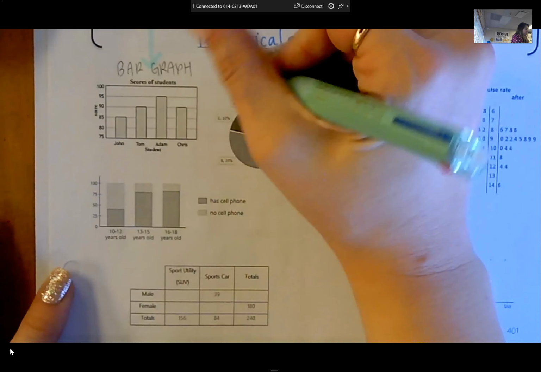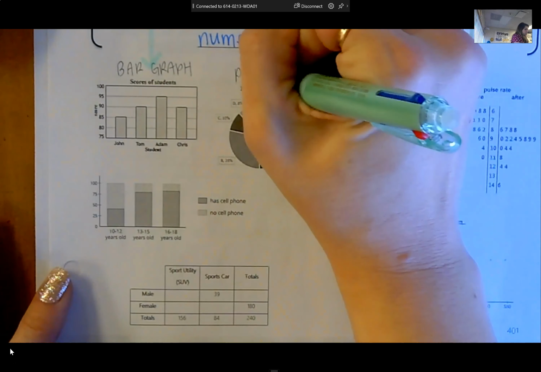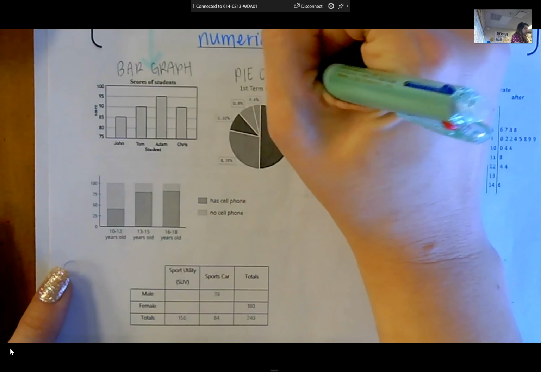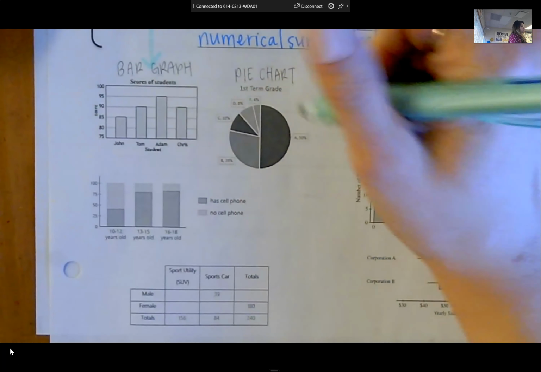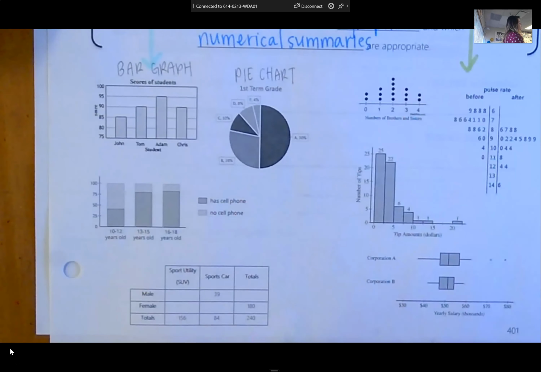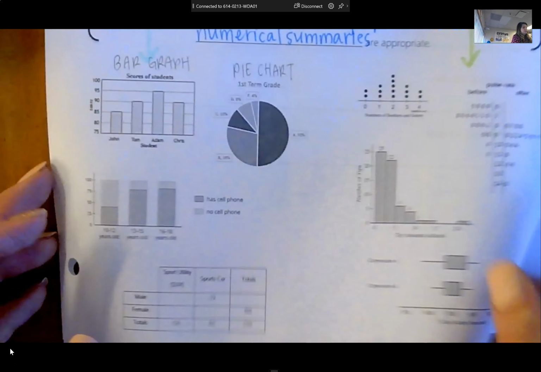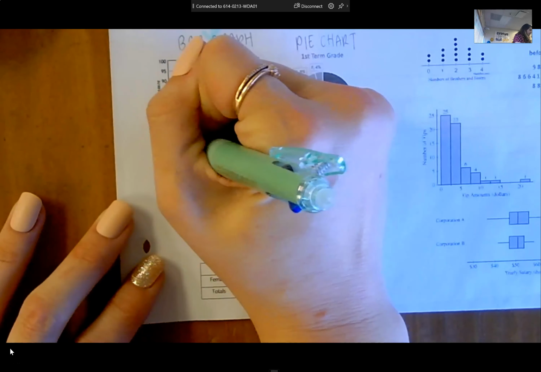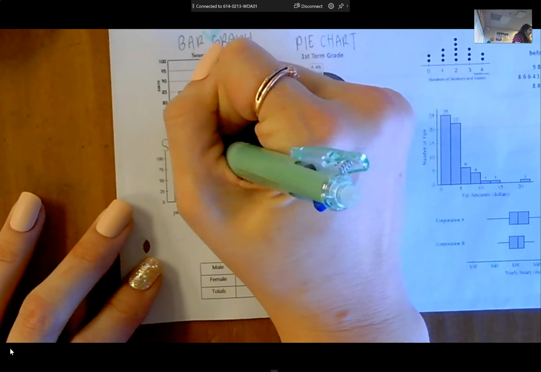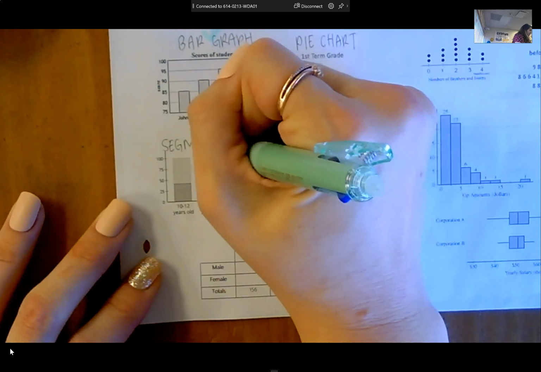This guy, he's a pie chart. You can also call this one a bar chart. You could also call this a pie graph. Chart and graph are interchangeable. These guys are the best ones. They're a segmented bar graph. Segmented, meaning your bar has different segments.